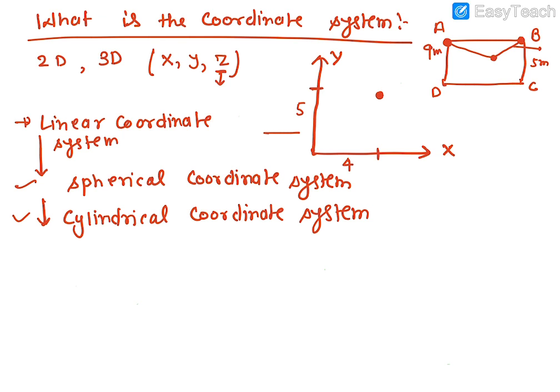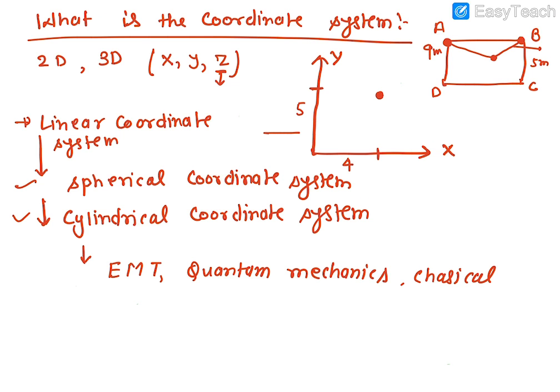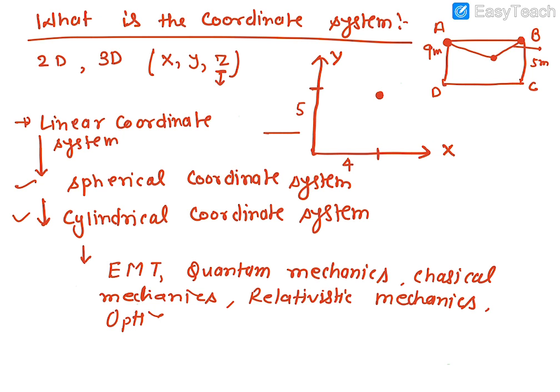Okay, so these two were derived by mathematicians and very beautifully used in the field of electromagnetic theory, quantum mechanics, as well as in classical mechanics, relativistic mechanics, and also in some parts of optics. I will explain how. So first I will explain a little bit about the spherical and cylindrical coordinate systems today.